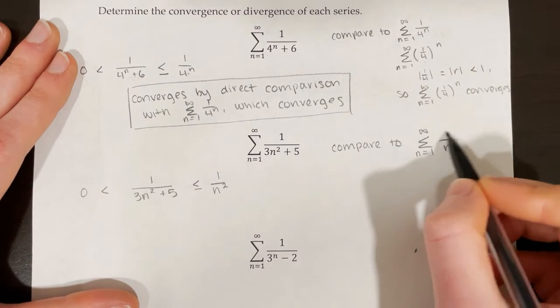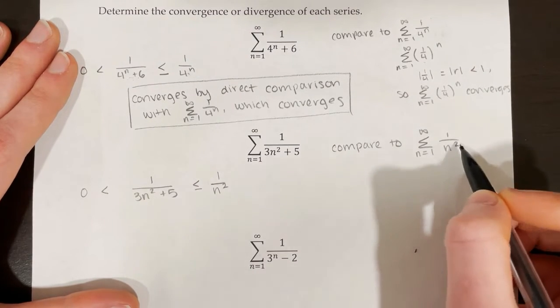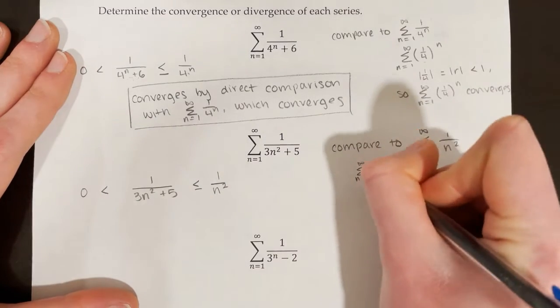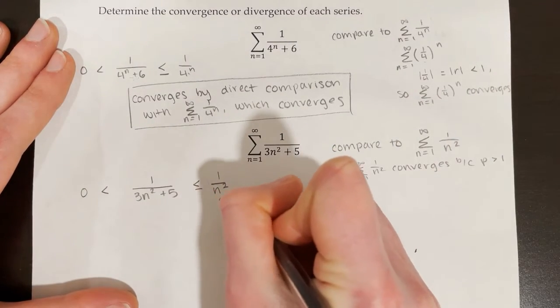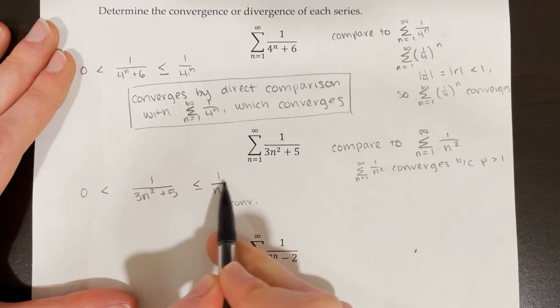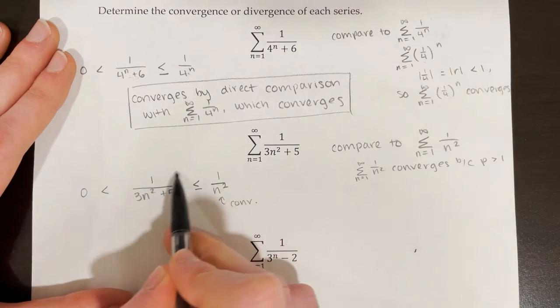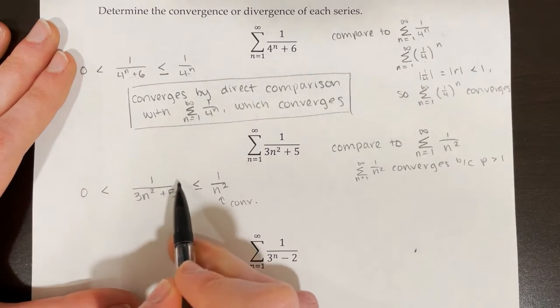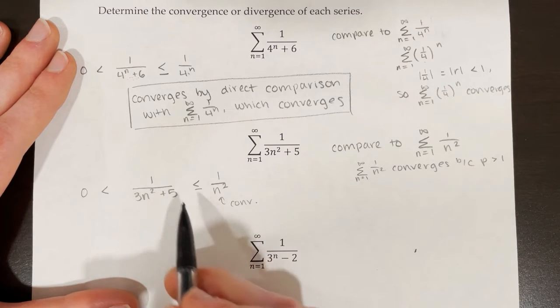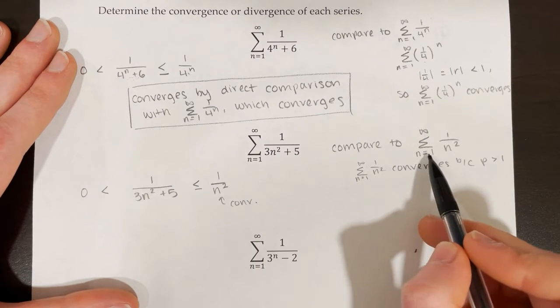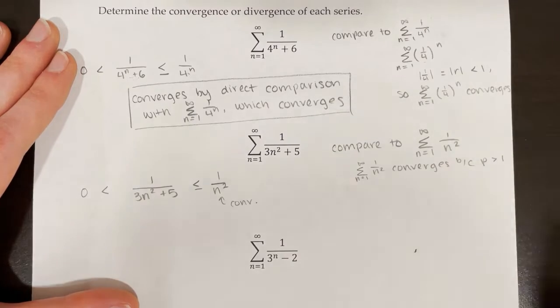So again, remember we know that 1 over n squared is going to converge by the p-series test. So if this one converges, that means that our bigger function is converging, so the function that's smaller than that must also converge. This one could not possibly diverge. So we're going to say that this series converges by direct comparison with the series from n equals 1 to infinity of 1 over n squared, which also converges.